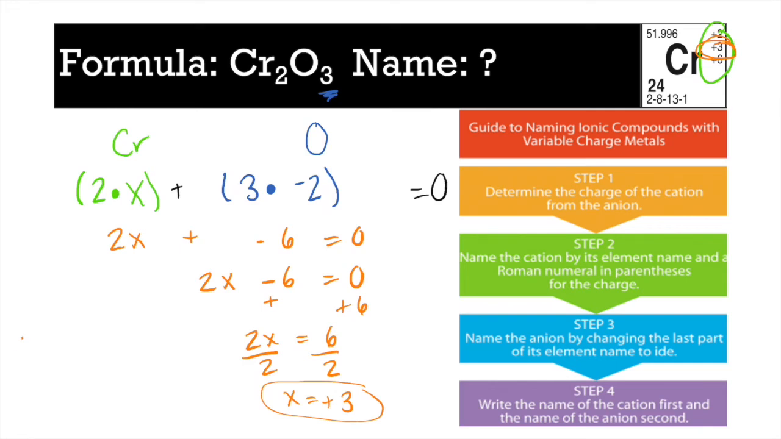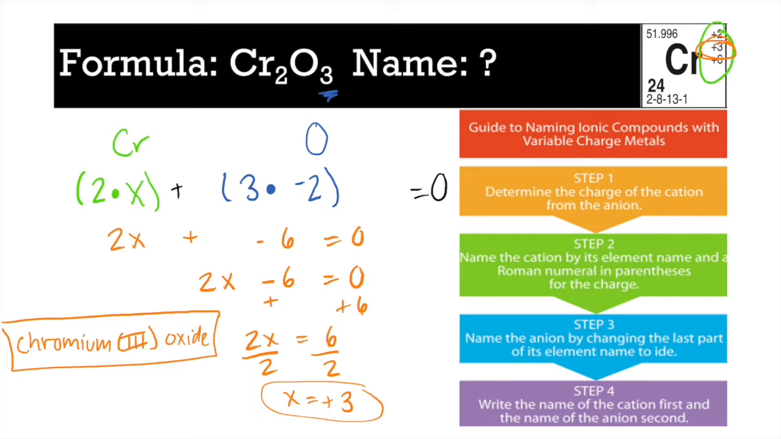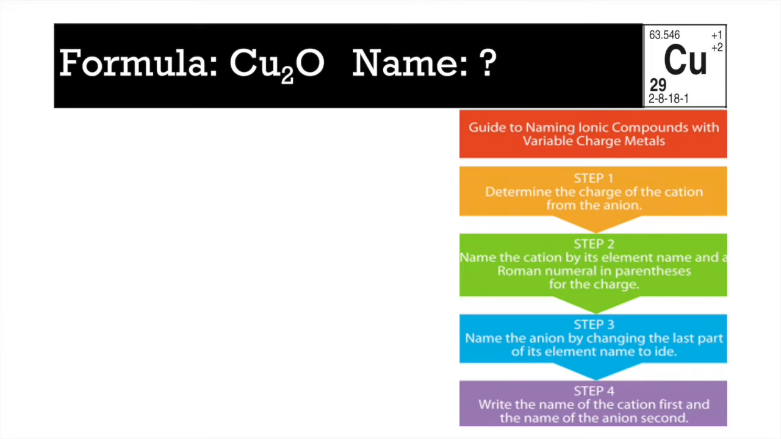So what you do now is just write chromium. Now that we know which one we're using, we're going to use that Roman numeral 3. And then the way we name oxygen is oxide. And that is it.